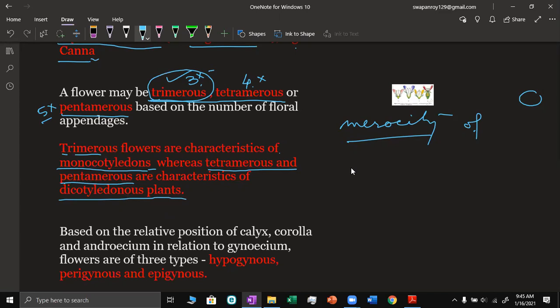So by counting the number of petals or sepals, you can at least identify which group this flower or plant belongs to. This is monocot or dicot in the angiosperms. This is very, very important. So in monocots, we find trimerous flowers.